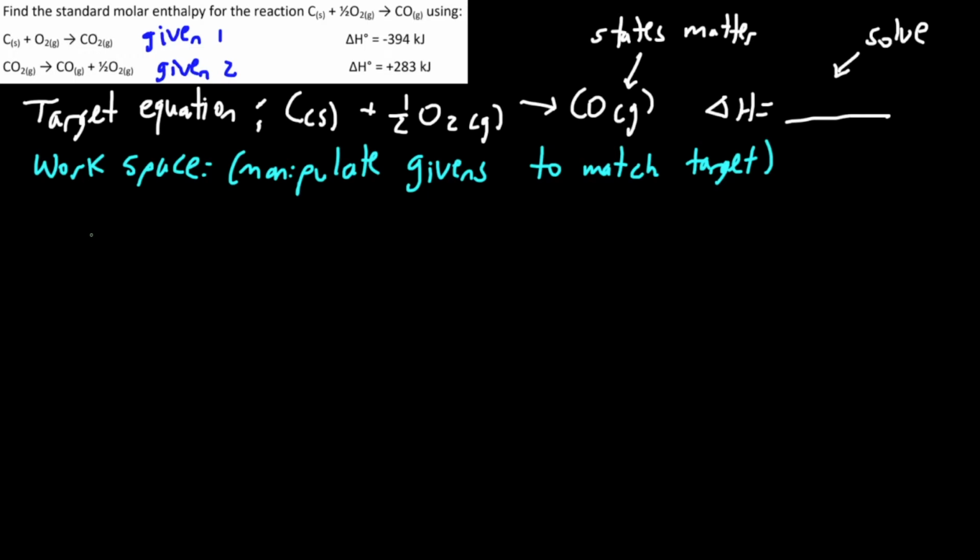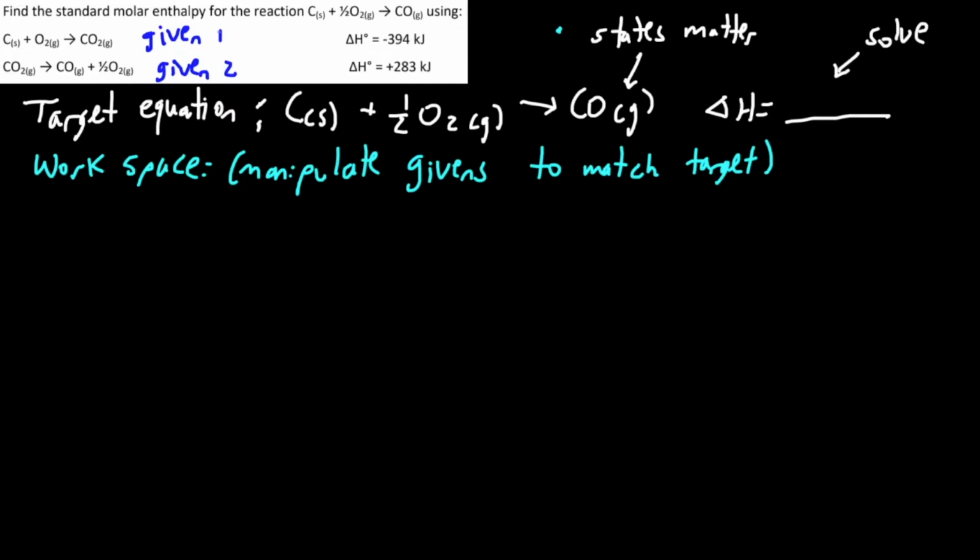Hello everyone. So today's topic is about Hess's law. We have to find the standard enthalpy for a reaction. What I've done is I've written out our target equation in white here. We have carbon solid plus half O2 gas produces carbon monoxide gas. Just a heads up, states do matter for these types of questions. And essentially what you're doing is just solving the delta H for this reaction.